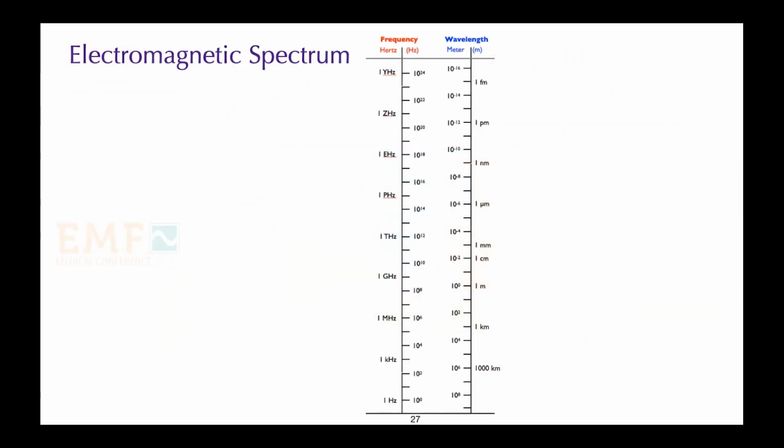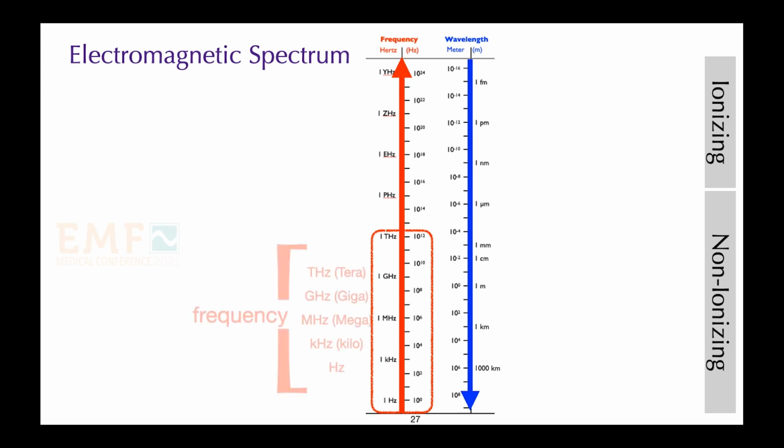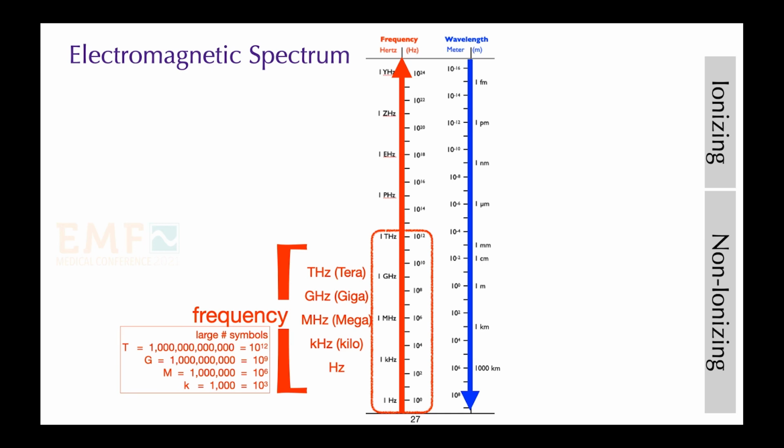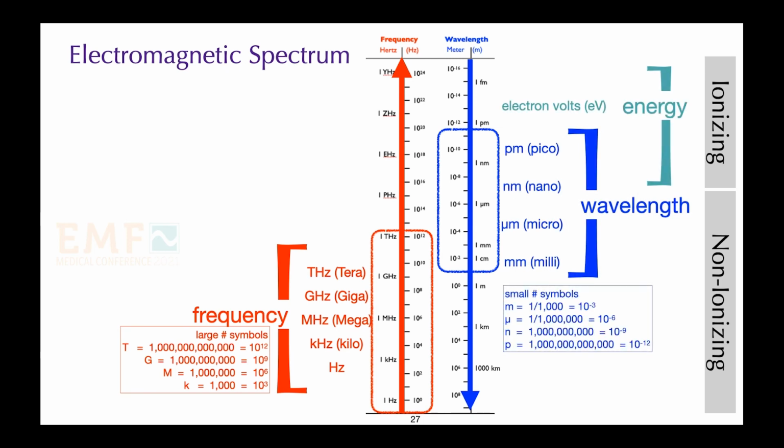Let's turn our attention to the electromagnetic spectrum. The EM spectrum is arranged by frequency and wavelength, with higher frequencies and shorter wavelengths near the top of this graph. The spectrum is split into ionizing radiation and non-ionizing radiation based on the energy of the photon. When scientists are discussing this part of the spectrum, they use frequency, and the various units are provided here. When they are discussing this part of the spectrum, they use wavelength. And finally, when they are discussing ionizing radiation, they may refer to electron volts rather than either frequency or wavelength.